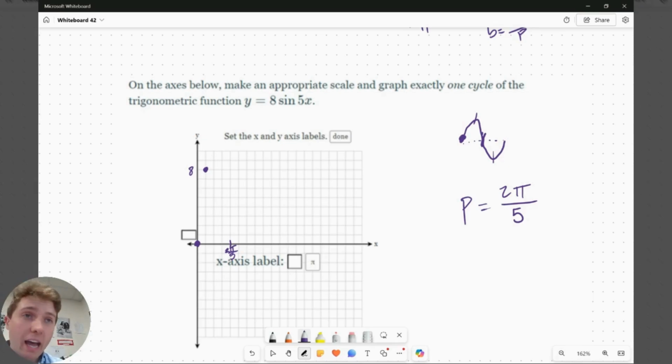We know that at half of its period, it returns to the middle, the midline. We know at 3/4 of its period, it goes all the way down to its minimum, which is right here at -8, before it returns to the midline at 2 pi fifths. We've just graphed it. Yes, it's just by graphing 4 points, but that's really all you need.